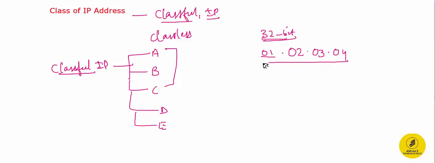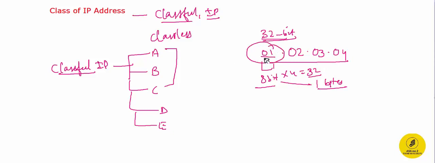The total size of the IP is 32 bits, which means each octet is 8 bits. As you know, 8 bits equals 1 byte. So each octet size is 8 bits, and that makes 8 times 4, 32 bits. The total size of the IP is 32 bits. Now, how to identify the class of the IP? You will do that just by looking at the first octet of the IP address.